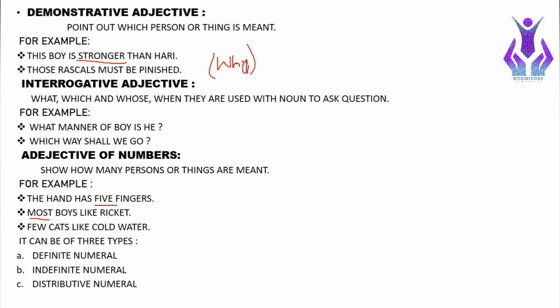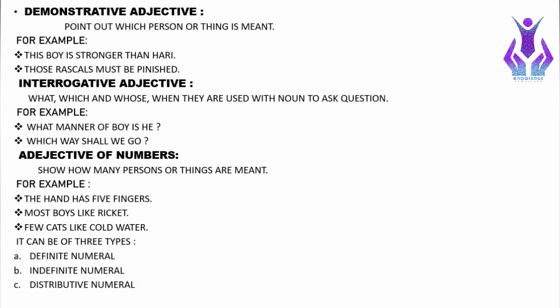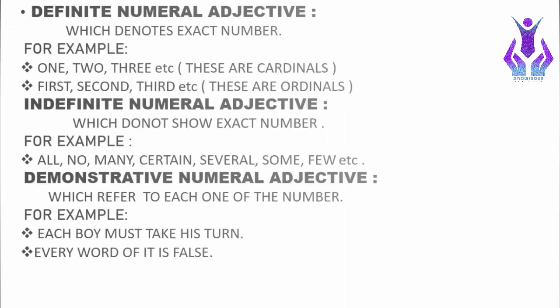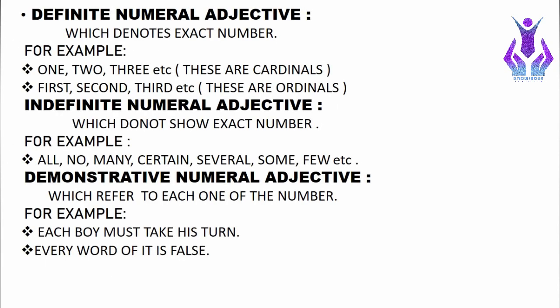Adjective of number can be of three types: definite numeral, indefinite numeral, and distributive numeral. Definite numeral denotes an exact number, for example, 1, 2, 3. When we write 1, 2, 3 in numbers in this manner, these are called cardinals. The second one is first, second, and third. These are called ordinals.